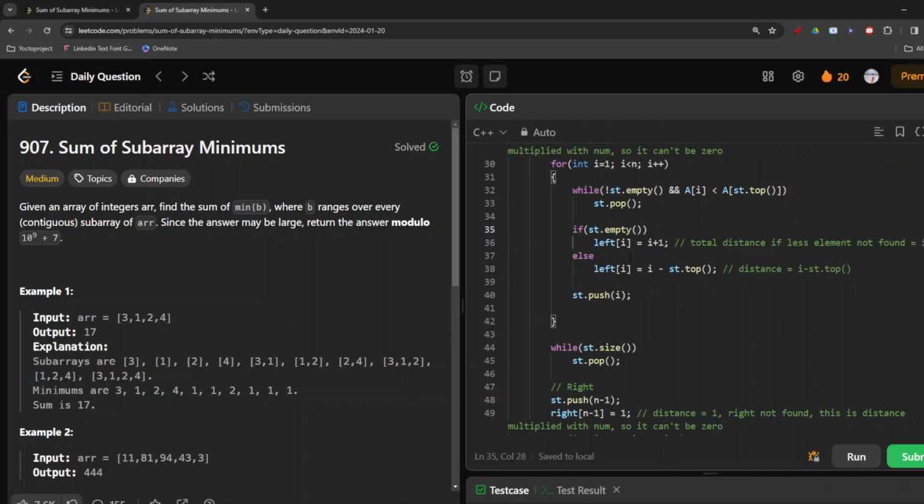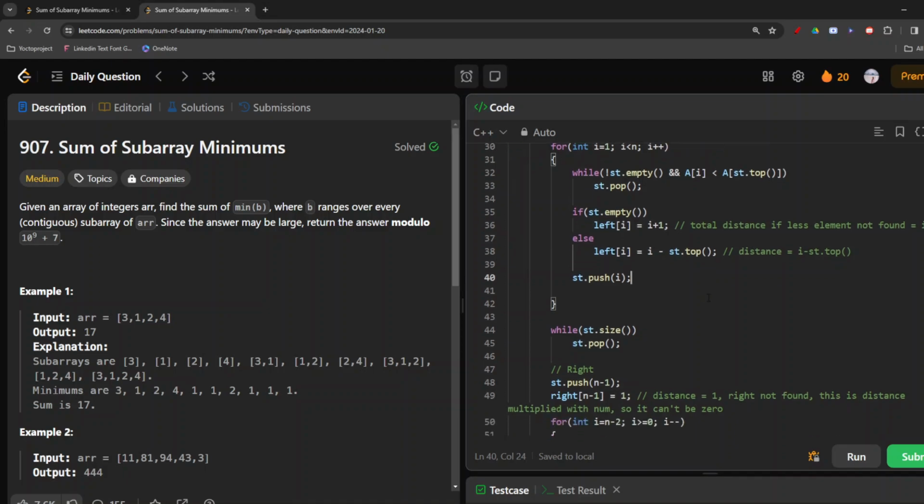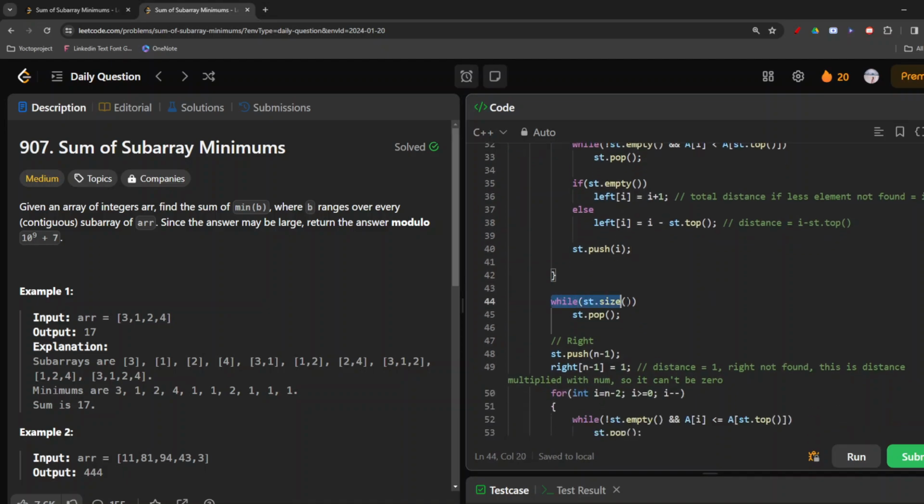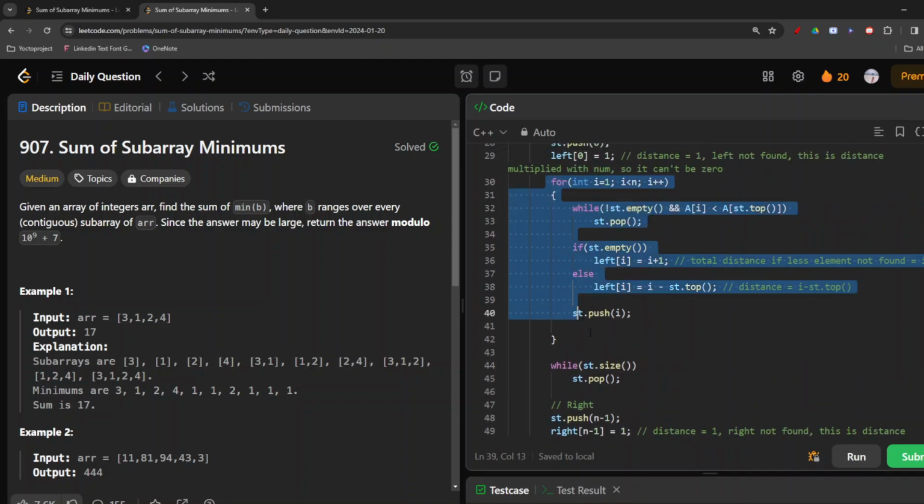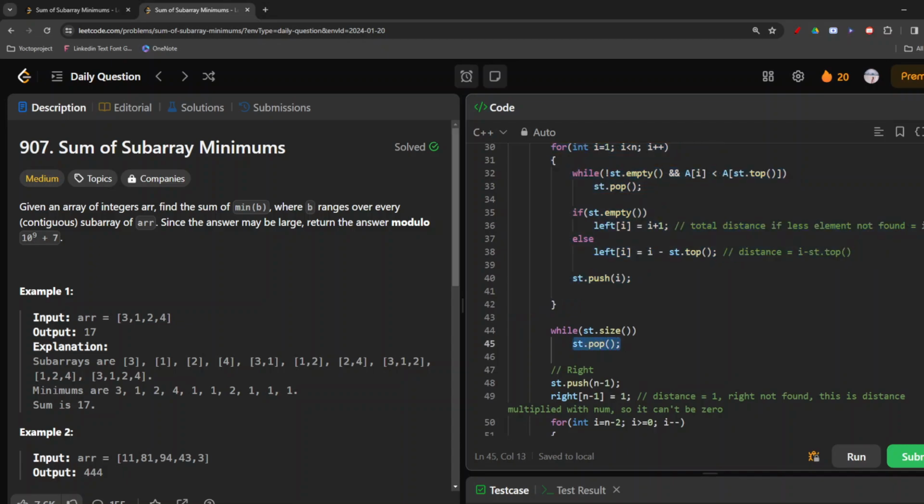Else, if the stack has some element, then from the present index we subtract whatever is at the top of the stack. This is for the left vector which we are maintaining, and at the end we push our present index so that it is useful for the upcoming numbers. Now, while the stack size is nonzero, we are just trying to empty that stack, because our left is already filled. So we pop it out.